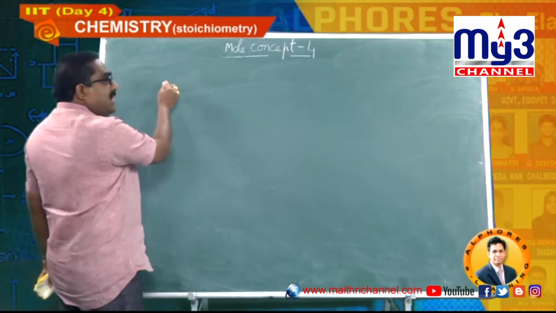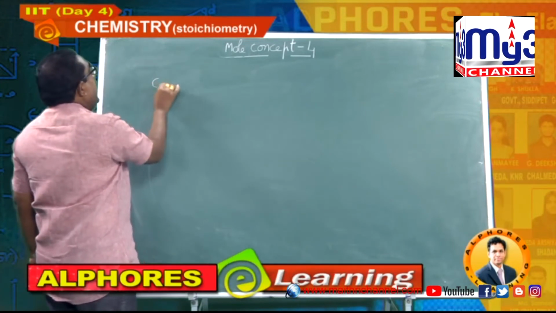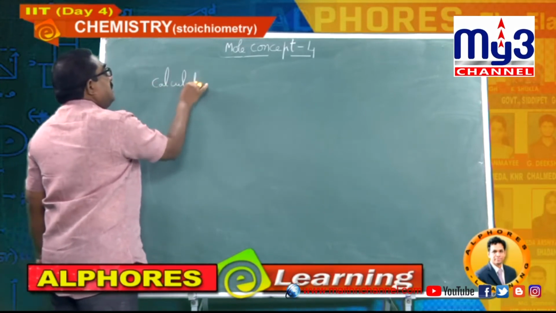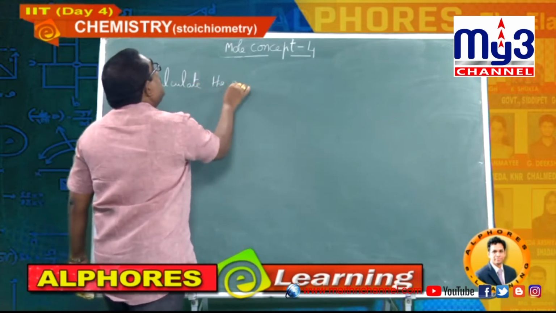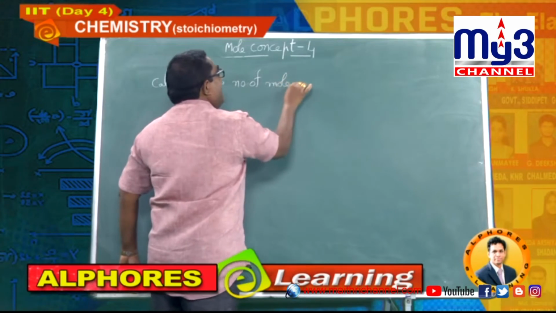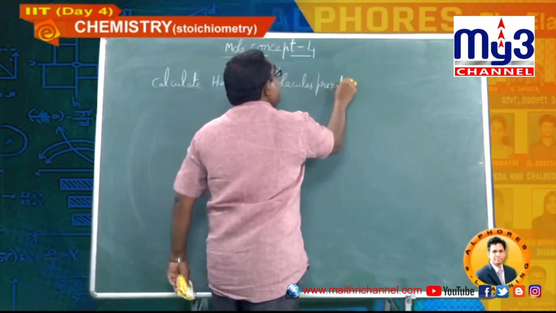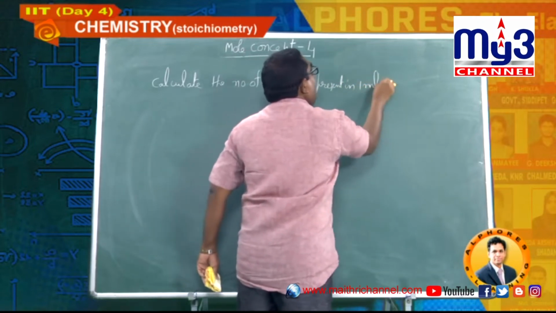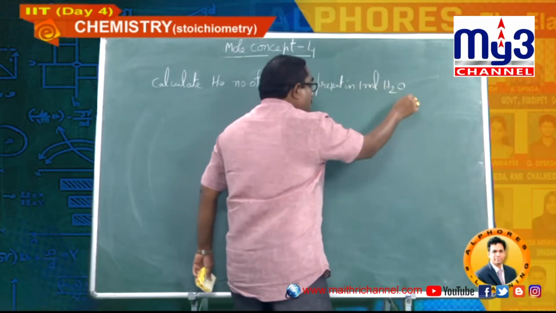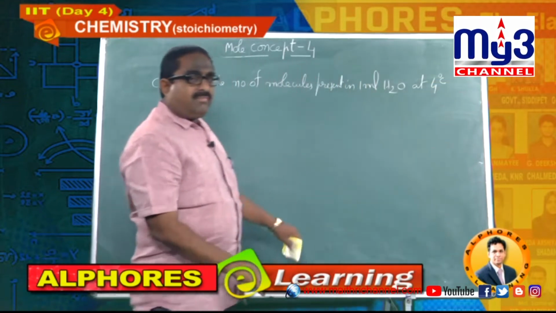And the first question that I am going to give. Write down, students. Calculate the number of molecules present in 1 ml of H2O at 4 degrees centigrade. This is the question.